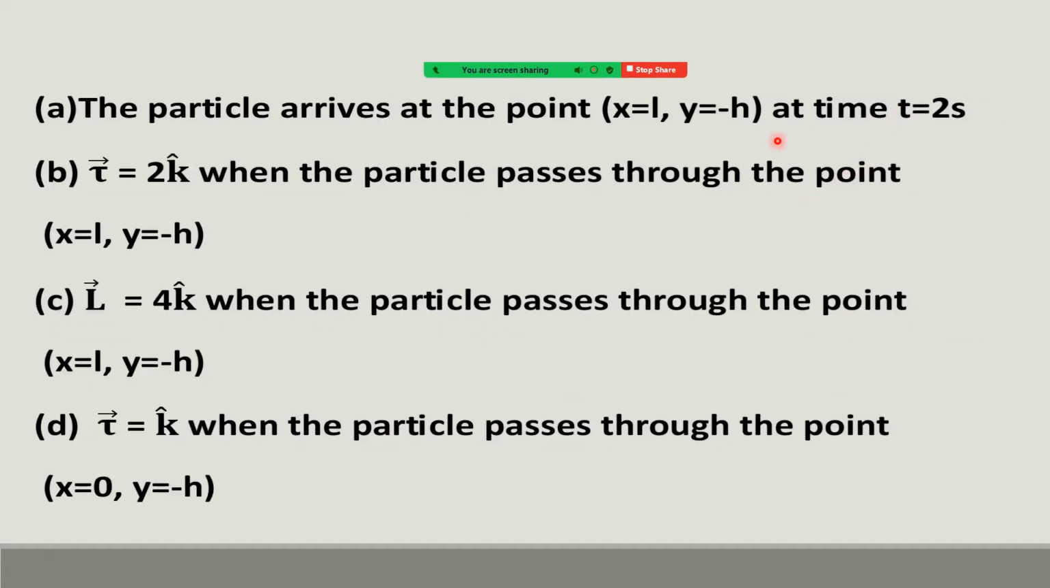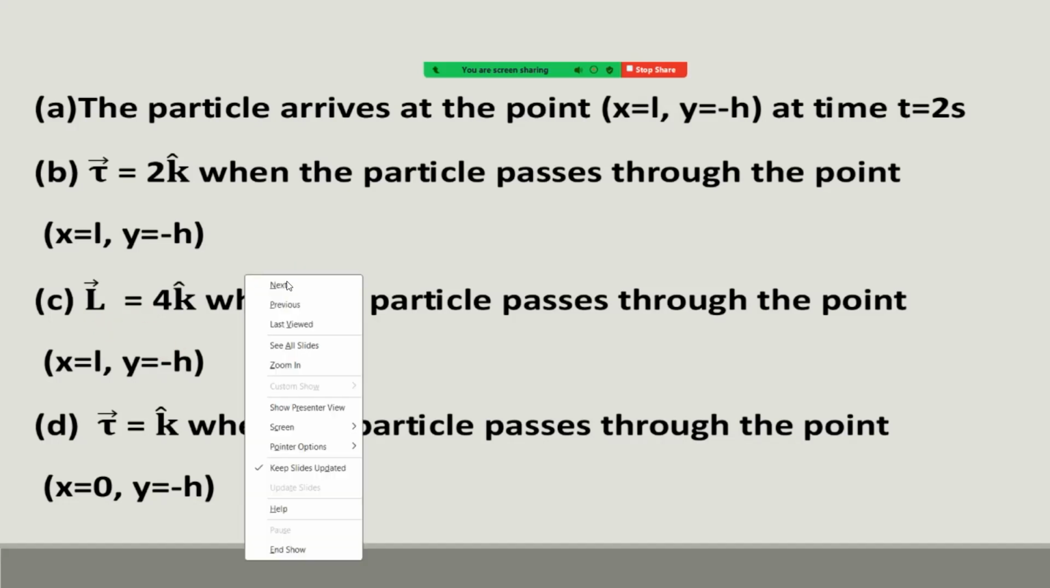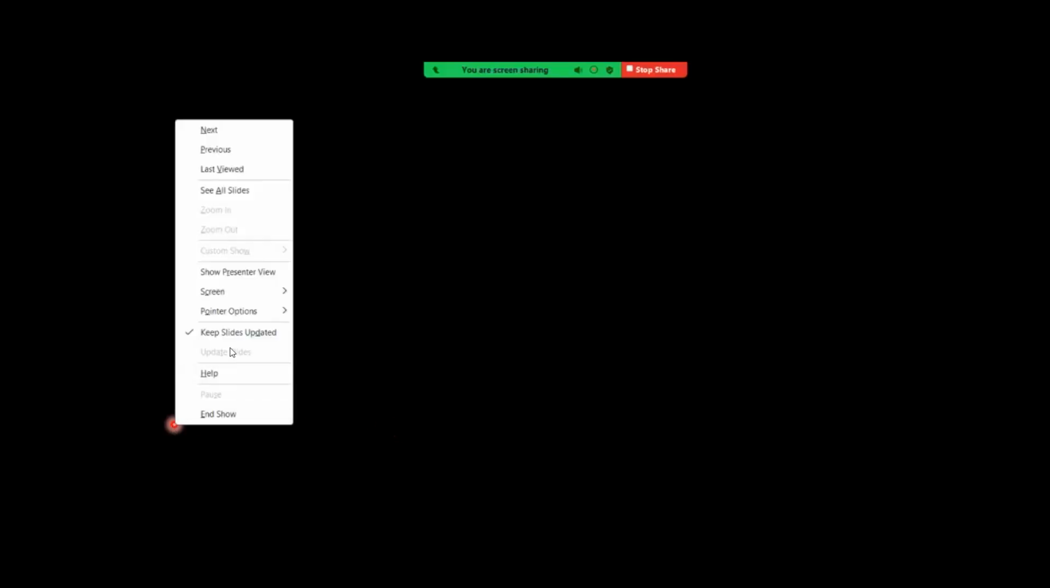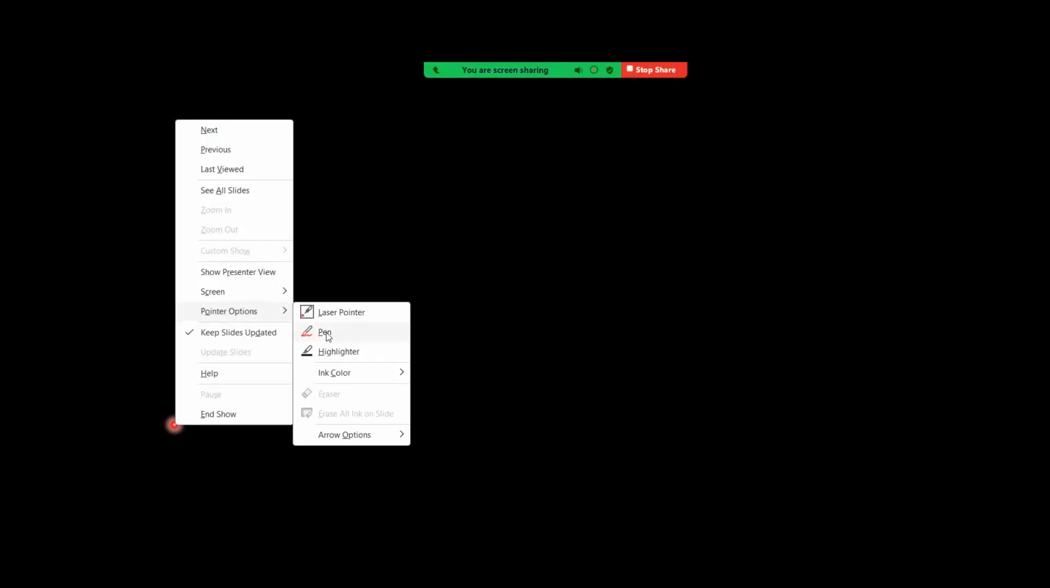At t equal to 2 seconds, what is the position vector? Next, we have to calculate torque and angular momentum, right? Let us see. So first make the diagram for the given data. It is moving in the XY plane. It was initially at rest.